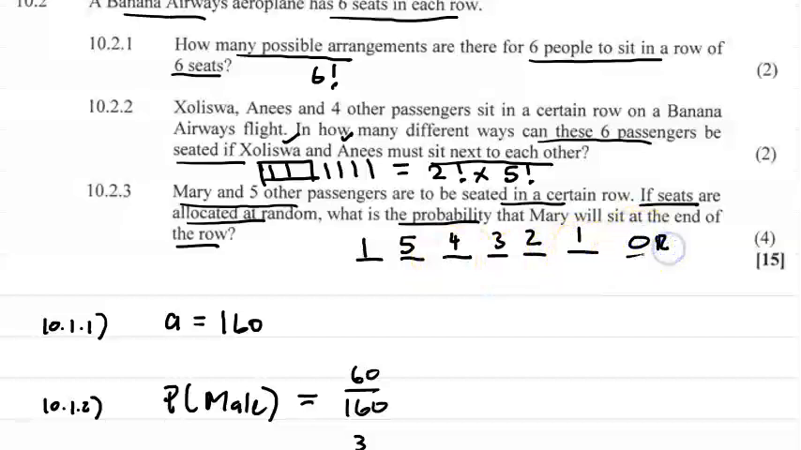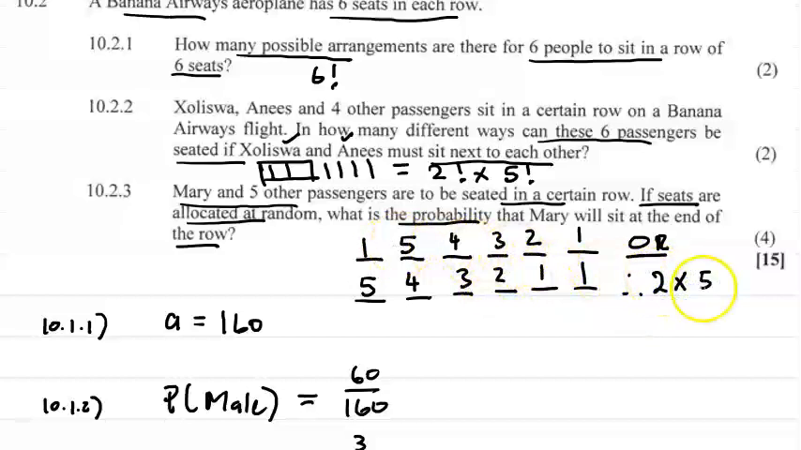Or Mary can sit at the other end. If Mary is going to sit at this end, she's going to be there now, and the other passengers can be arranged in 5 factorial different ways, so it's 5, 4, 3, 2, 1. Therefore, my answer will be 2 times 5 factorial. So basically, it can be 2 times 5 factorial different ways if Mary is going to sit at either end of the row.